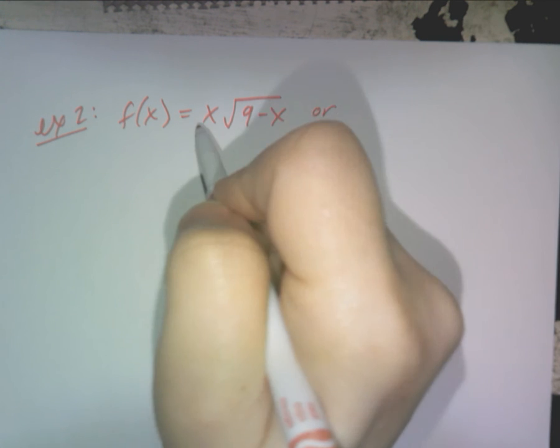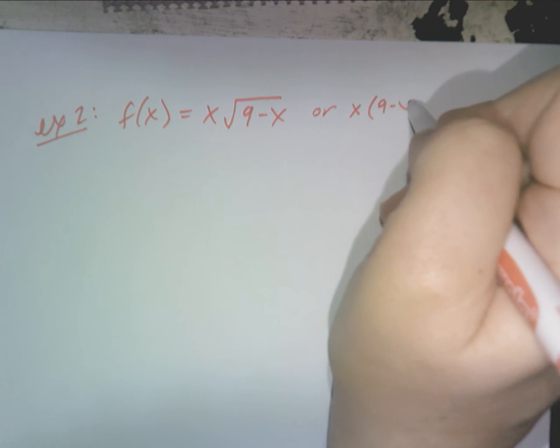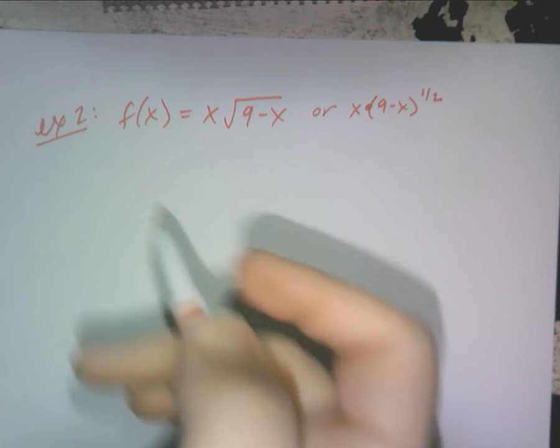Okay, so this is really x. I'm going to write it like this, 9 minus x to the 1/2. Now, I don't need you to do u's that much anymore. If you feel like doing the u's, I'm fine with that, but I think you should be able to take this product and do a product rule without a u.